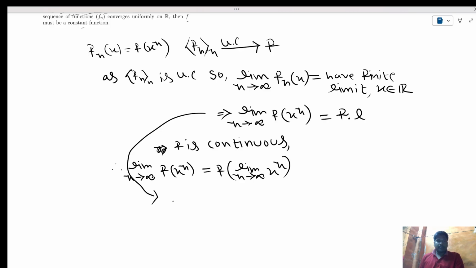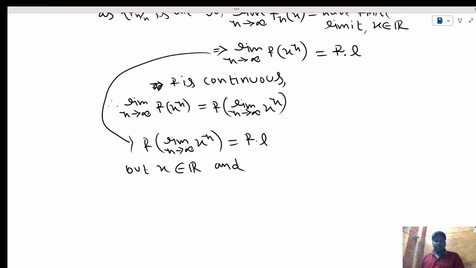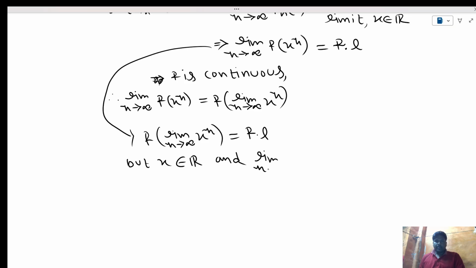So this becomes f of the limit as n tends to infinity of x to the power n, equal to a finite limit, but x belongs to R, and the limit as n tends to infinity of x to the power n exists only when minus 1 is less than x less than or equal to 1.